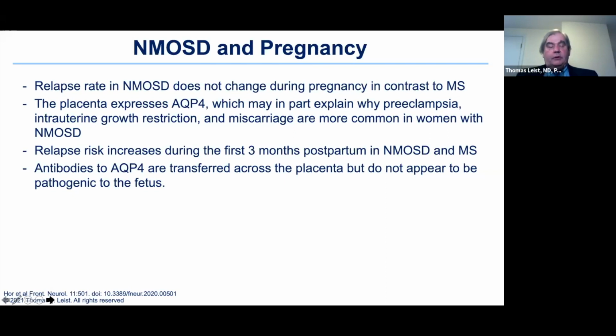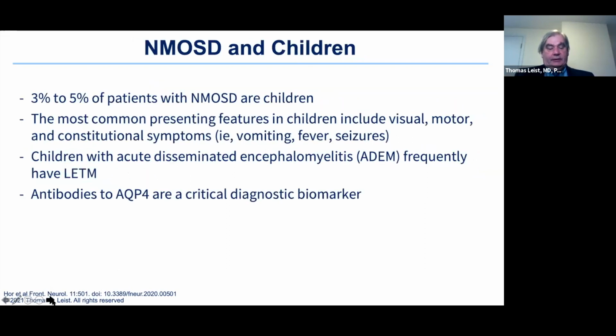So a young woman who has neuromyelitis optica and would like to become pregnant needs to plan the pregnancy, and she should be followed by a high-risk OB. The aquaporin 4 antibodies can go through the placenta, but they don't seem to affect the baby.